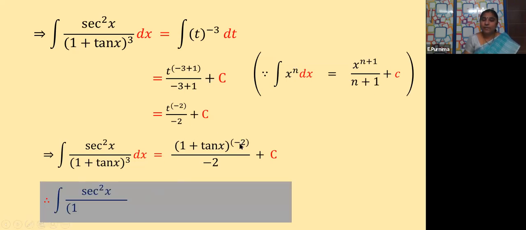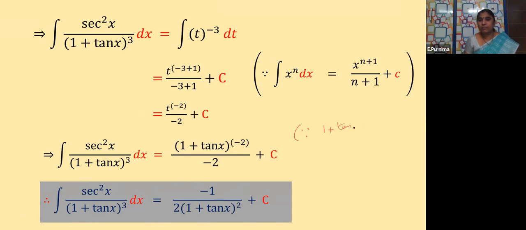What is our final answer? The power minus 2 I am sending down here. It becomes plus 2. So integral of secant square x by 1 plus tan x whole cube dx is equal to minus 1 by 2 into 1 plus tan x whole square plus c. This power minus 2 comes down, children. And here, since 1 plus tan x is equal to t, I have replaced it here. Is it clear? So now this is your solution.